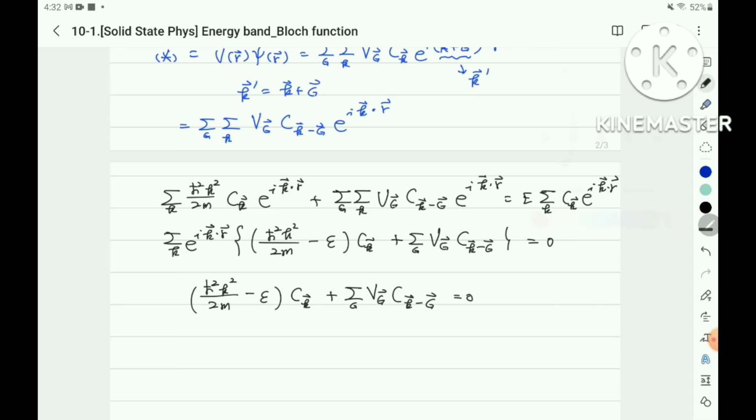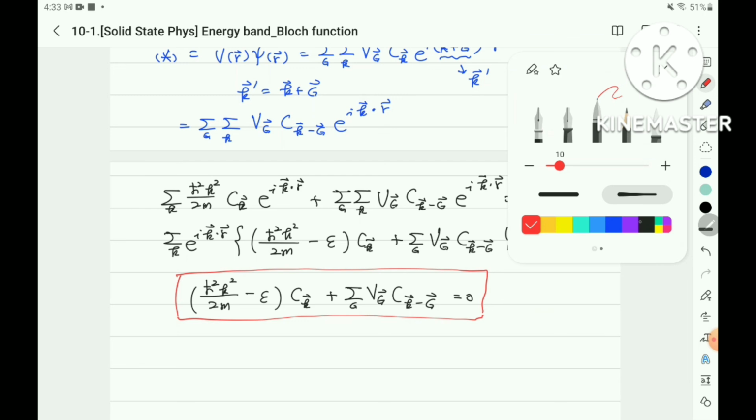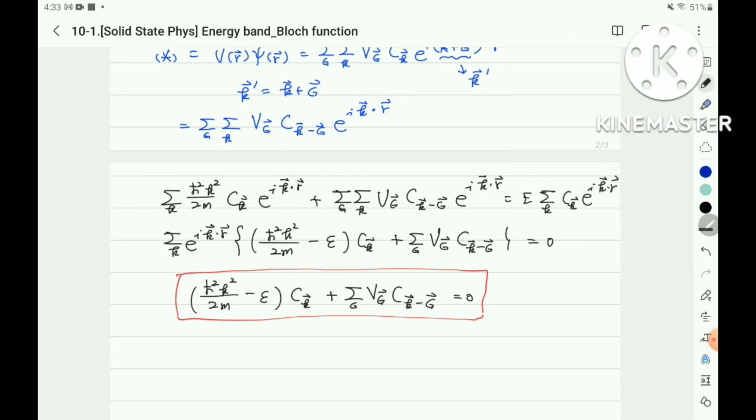And we call it the central equation. We should remember this equation. It is the Schrödinger equation in momentum space, and it comes out from the Schrödinger equation in real space. We call it the central equation. It comes from the momentum Fourier transform of the real space Schrödinger equation. It is the momentum space Schrödinger equation.